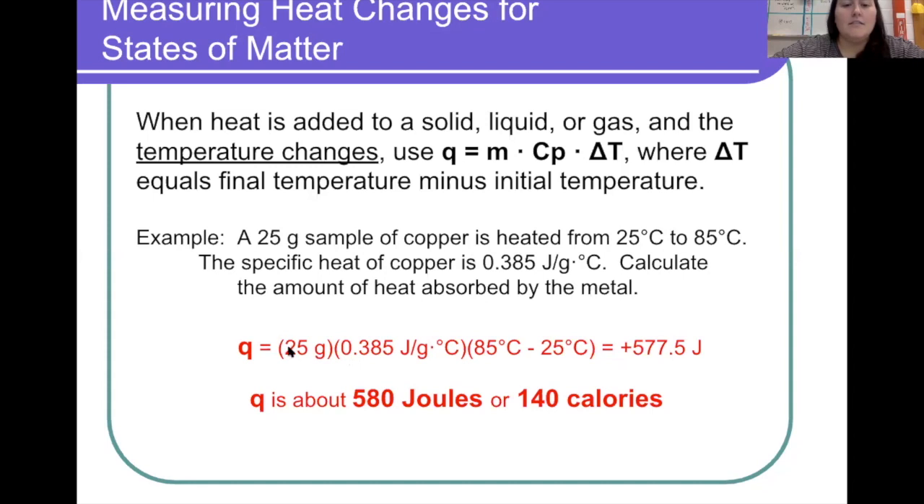So we're going to take mass times our specific heat, which was given, times our change in temperature. 85 minus 25 should give you 60. When you get that, it's going to end up being 577.5 joules. Q is positive because it's being absorbed, about 580 joules. Or if you were to convert that, remember 1 calorie is equal to 4.184 joules. It would end up being 140 little calories, lowercase calories.